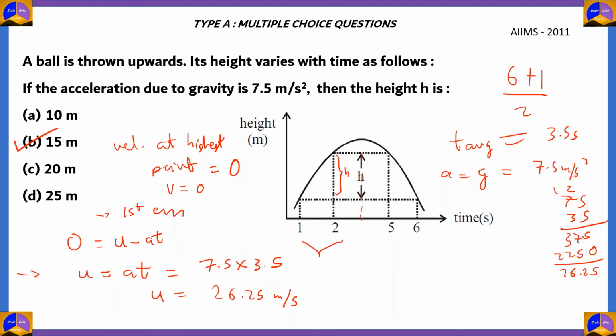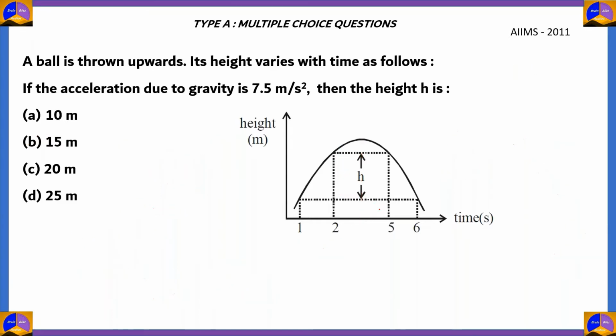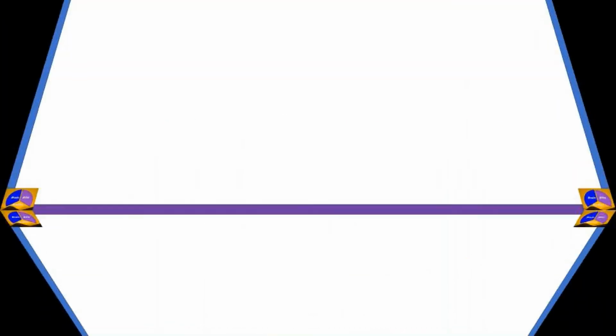We found that by finding out the average time and using the second equation of motion to find out the position of the object at 2 different time periods, and then subtracting them in order to find the height between them. And that height is equal to 15 meters.